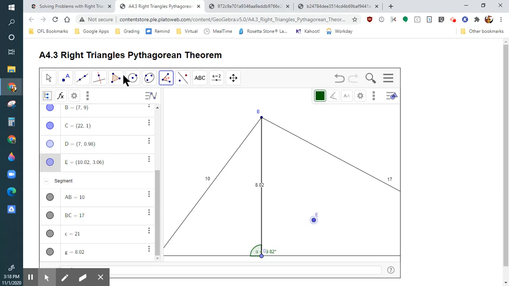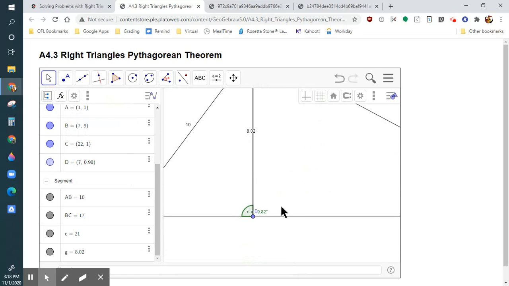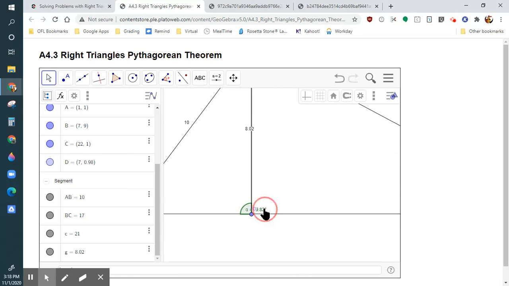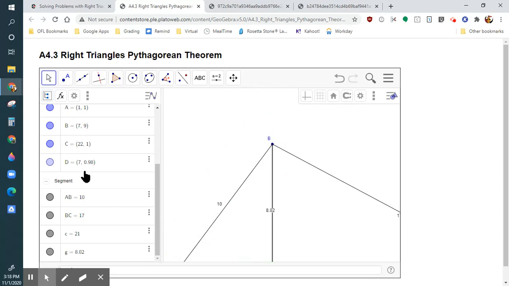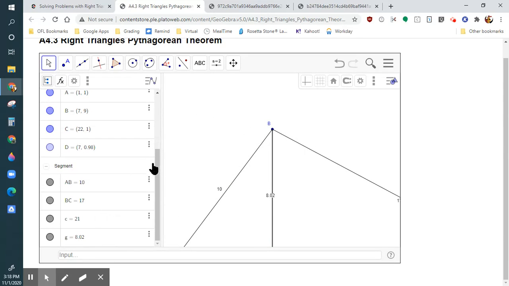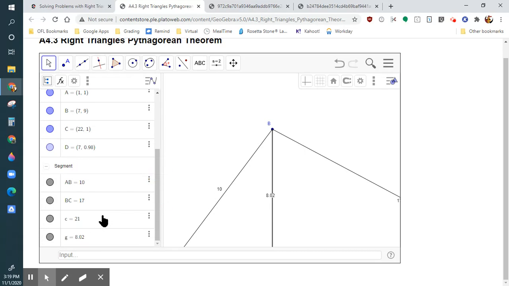I'm not sure why this is not a 90-degree angle. It should be a 90-degree angle, but it's off by just a little bit, probably just GeoGebra being GeoGebra. That's kind of frustrating. Let's take a look at my line segments just to make sure. Yeah, I don't know what's going on here.